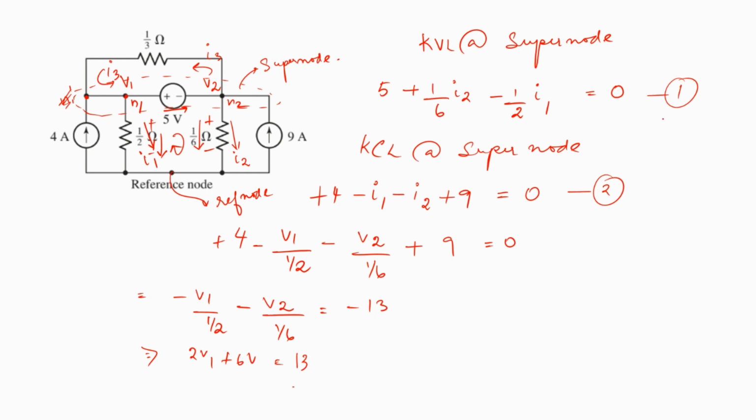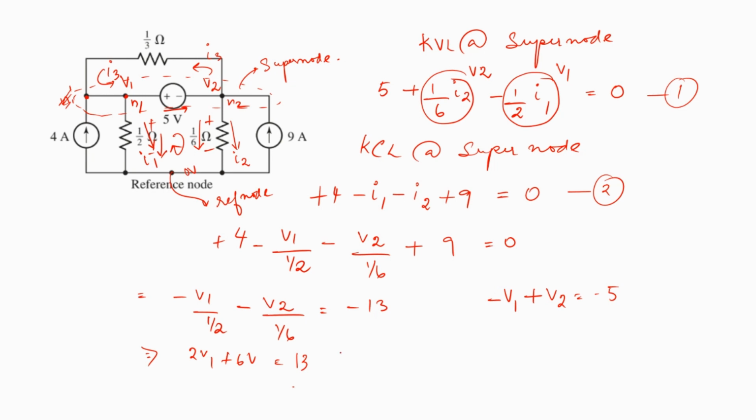Now, if we look at equation 1 closely, we see that 1/6 of I2 is nothing but V2 and half of I1 is nothing but V1. So this can be replaced with the node voltage V2, and this can be replaced with the node voltage V1, because after all, the drop across the 1/6 ohm is V2 minus 0 volts, and the drop across the half ohm is V1 minus 0 volts. So I can get my other equation with the two unknowns as minus V1 plus V2 is equal to minus 5.